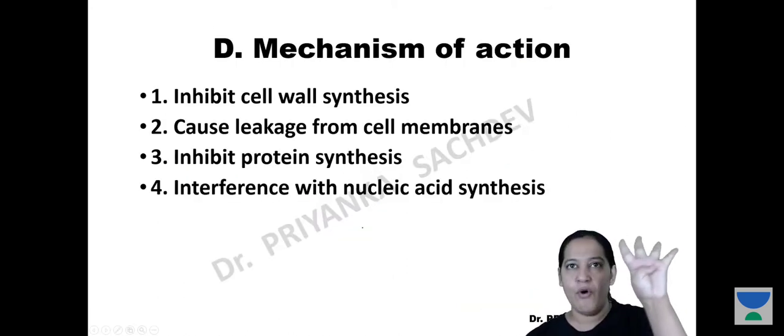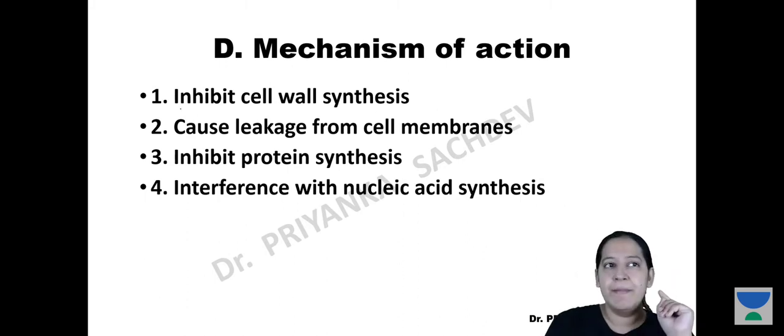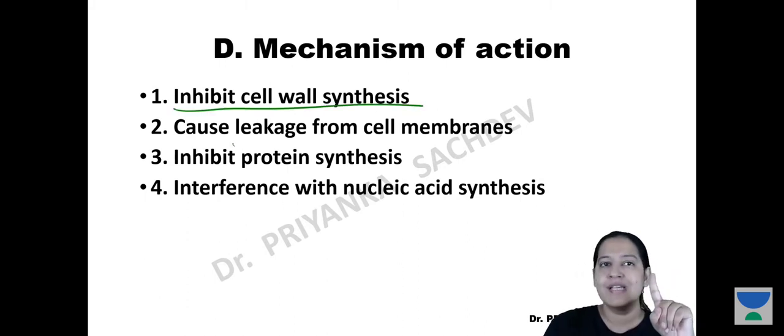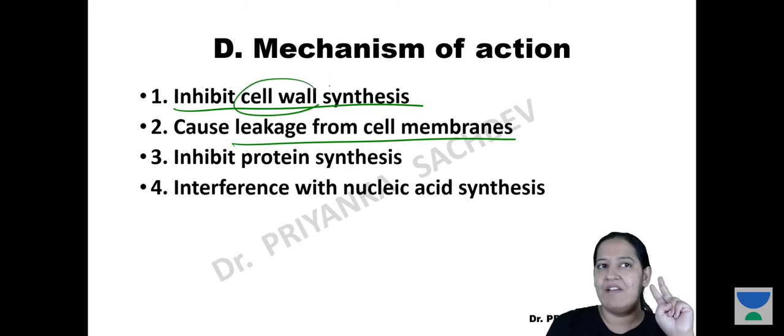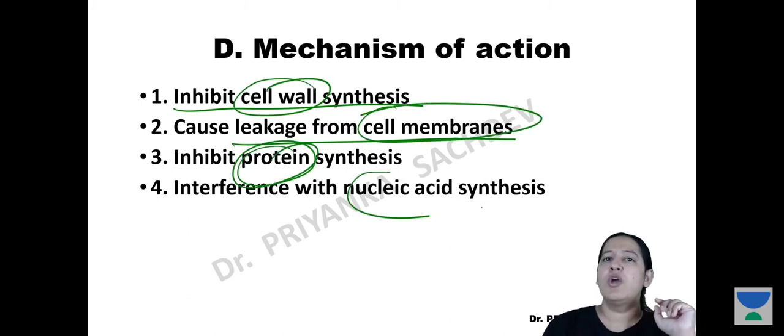So there are 4 ways we want to inhibit or kill the bacteria. Inhibit cell wall synthesis, number 1. Cause leakage from the cell membrane. One is the cell wall, one is pores in the cell membrane. Then protein synthesis inhibition and nucleic acid synthesis inhibition.